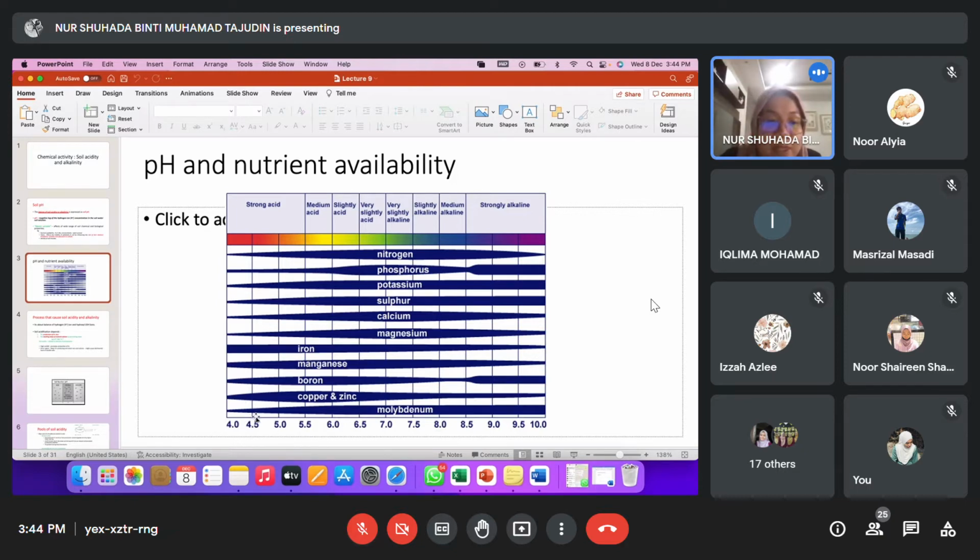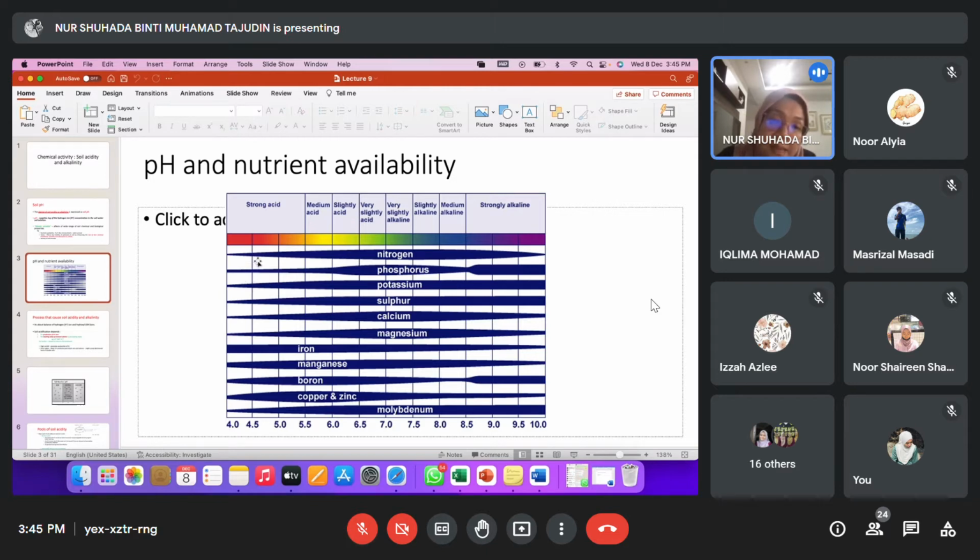If the soil pH is 4, that's it. A strong acid soil. So the nitrogen, P, K, Ca, Mg, all these macronutrients which are needed in large amount, sikit je boleh diambil. It will only be a little available for the crop uptake.